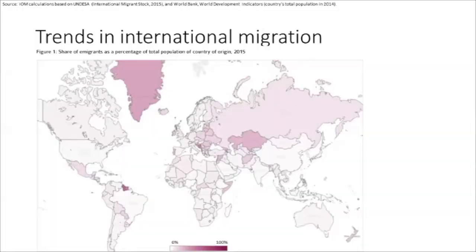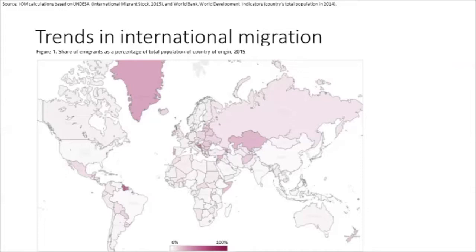Now let's have a look at some recent trends in international migration. This map shows the share of emigrants as a percentage of total population of country of origin in the year 2015. On this map you can see which countries are losing relatively high percentages of their population due to migration. It's those countries in relatively dark red who are losing the most people from their population because people are moving to other countries.